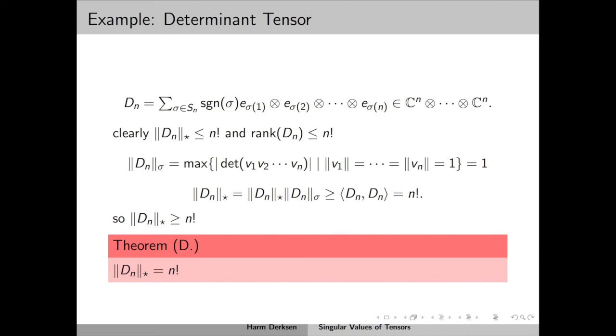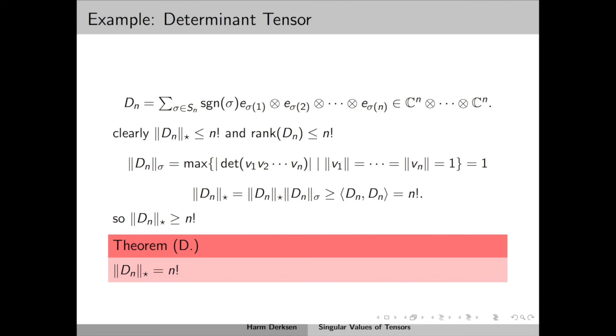So then, from this inequality on the previous slide, we see now that the nuclear norm is greater than or equal to the inner product of D_n with itself, which is the square of the Euclidean norm, which is easy to see is equal to n factorial. So that shows that the nuclear norm is at least n factorial. So the corollary is that the nuclear norm is n factorial.